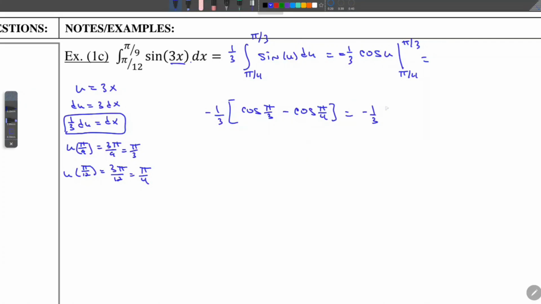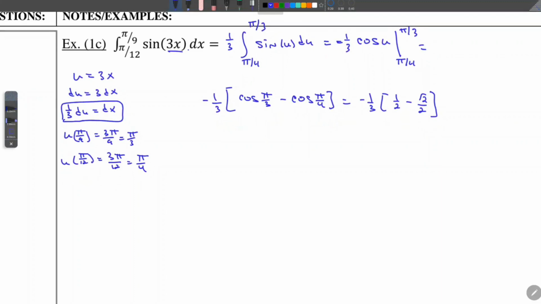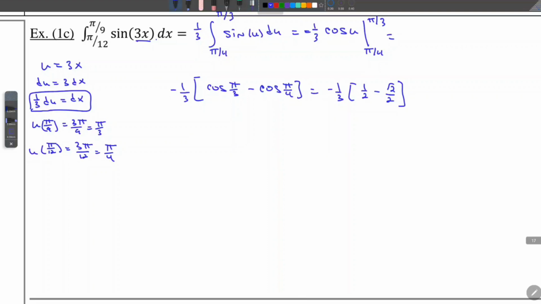And so we just want to keep evaluating and simplifying. Our negative 1/3 comes over, and I know that cosine of pi over 3 is 1/2, and cosine of pi over 4 is square root of 2 over 2. I want to simplify this a little bit more. I know essentially inside the parentheses I have a common denominator, and so I'm going to multiply through by the 3, and we're going to end up with a fraction. So we're going to have 6 on the bottom. And when I distribute this negative 1 across the top, this is going to become a negative 1 plus the square root of 2. And we're done.